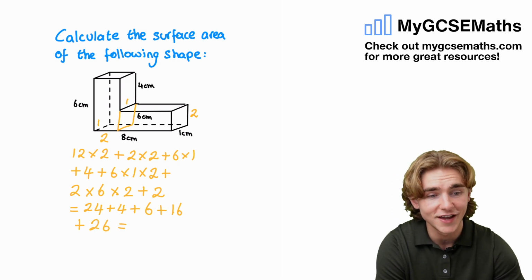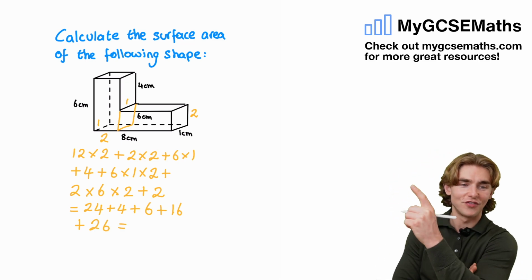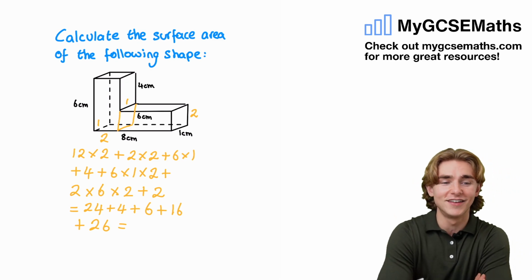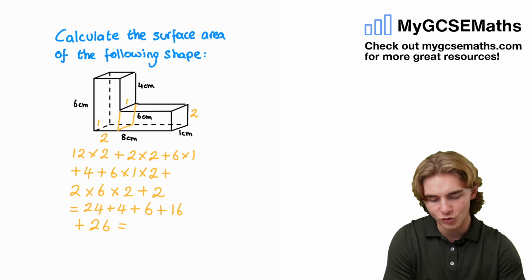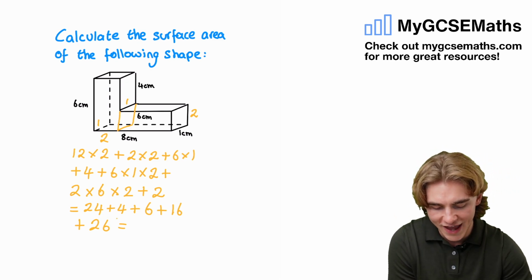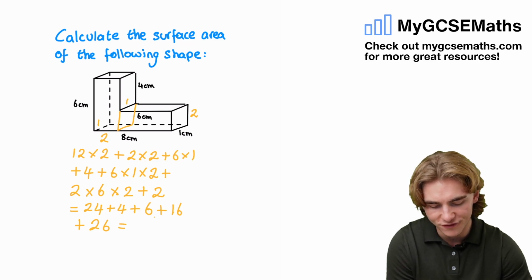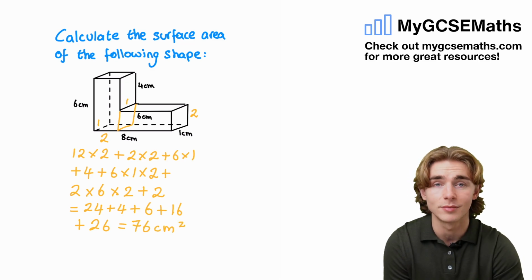Now, guys, finally combining all of these together, if you're watching on the vertical video, you can see that my head has gone a little bit in the way there. What's it going to be? 24 plus 4, that is going to be 28, plus 6, that is going to be 34, plus 16 is going to be 50, plus 26, guys, we're going to get 76 as our answer. And of course, we can't forget our units there, centimeters squared.